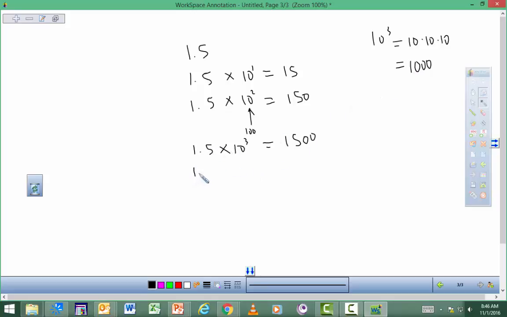So let's do one or two more of these so you get the idea of how the pattern works. Times 10 to the 4th power. Well, that's equal to, well, multiplying by another 0 here would make it 10,000 here. And so it would make it 15,000.